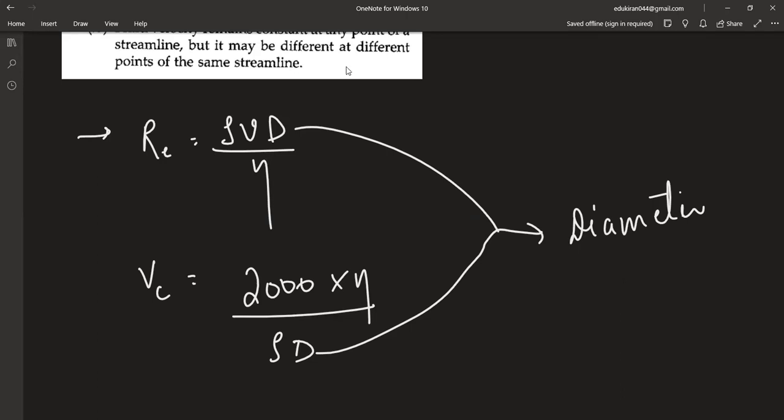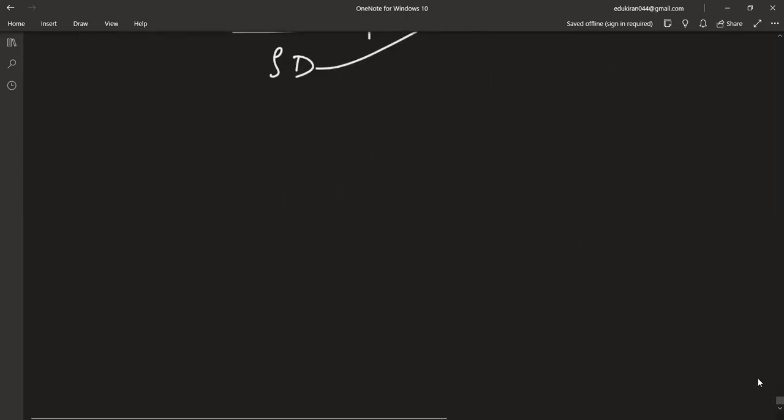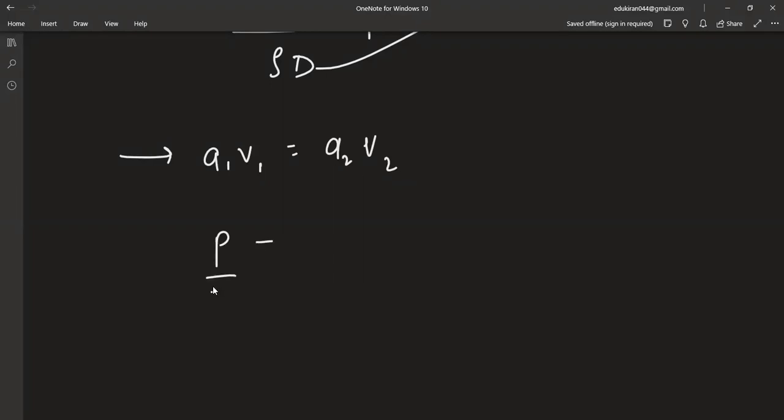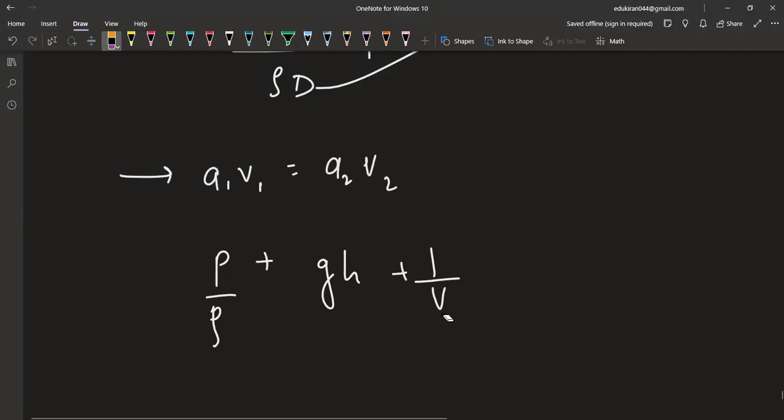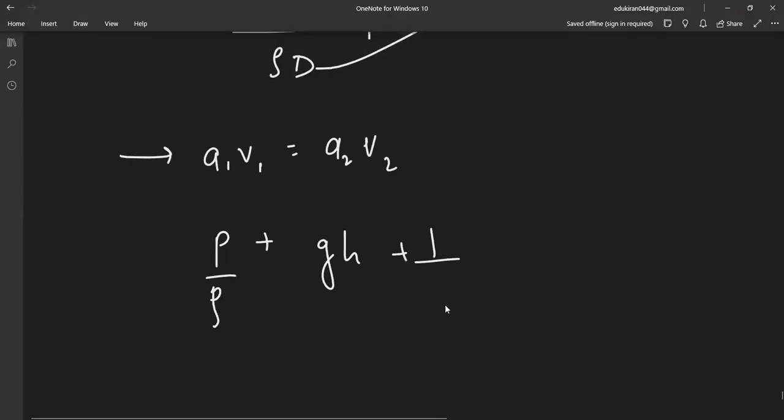Then lastly, you have Bernoulli's theorem. Under Bernoulli's theorem, you have the formula of equation of continuity first. Equation of continuity is also used a lot. A1 V1 is equal to A2 into V2. So the first form of Bernoulli, that is the pressure P by density plus gh plus half V square is constant. You start with this equation and then the rest of the Bernoulli's equations come.